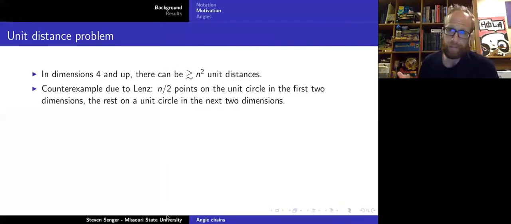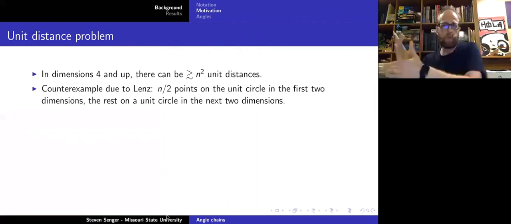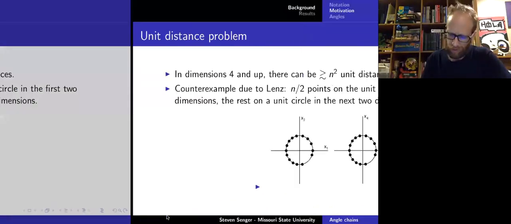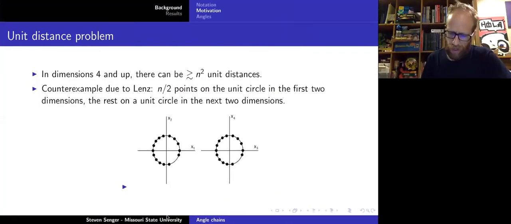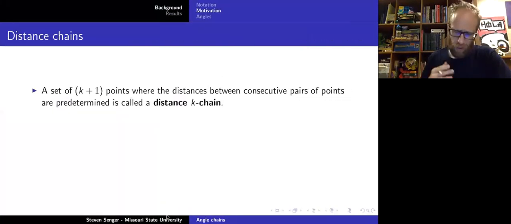And which set? Well, there's a counterexample due to Lenz, which essentially takes n over 2 points on the unit circle in the first 2 dimensions, n over 2 points on the unit circle in the next 2 dimensions. Here's a handy picture. And the distance from any point on this circle to any point on this circle will be the square root of 2. So here I have a particular distance occurring roughly n squared times, n squared over 4, I guess.